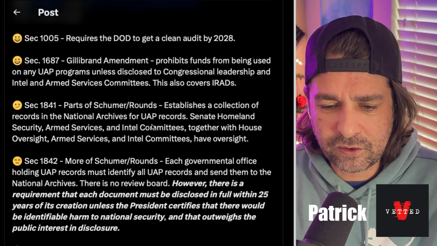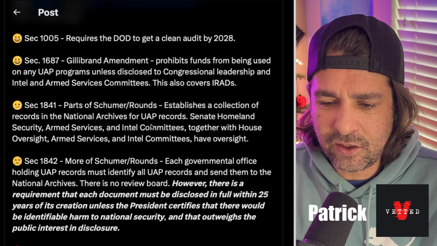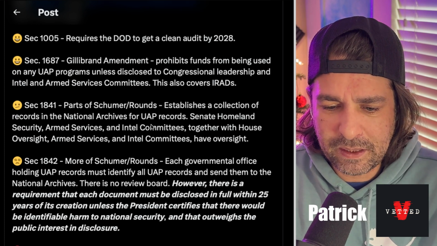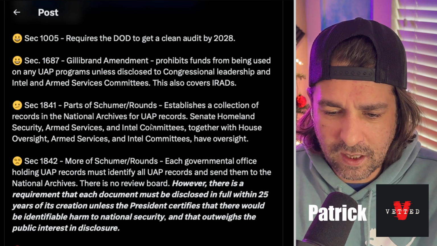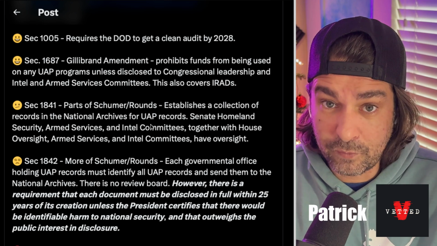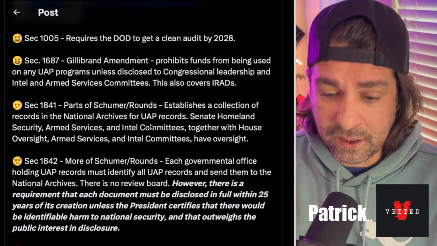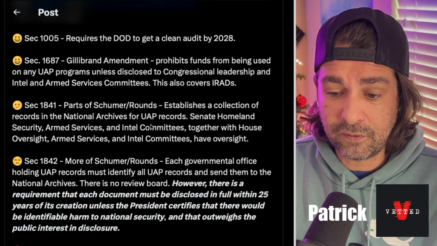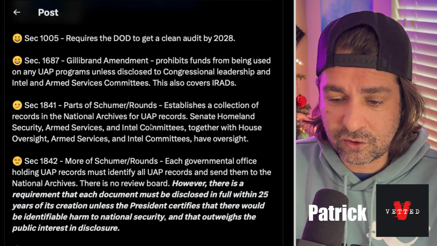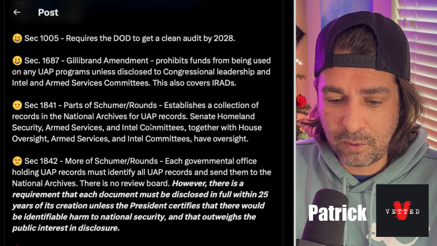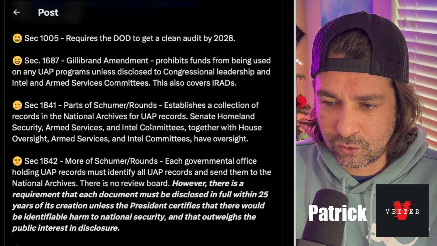Section 1842, more of the Schumer-Rounds. Each governmental office holding UAP records must identify all UAP records and send them to the National Archives. There is no review board. However, there is a requirement that each document must be disclosed in full within 25 years of its creation unless the president certifies that there would be identifiable harm to national security and that outweighs the public interest in disclosure.